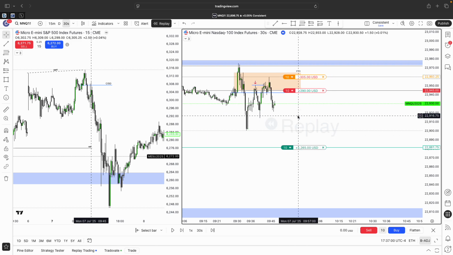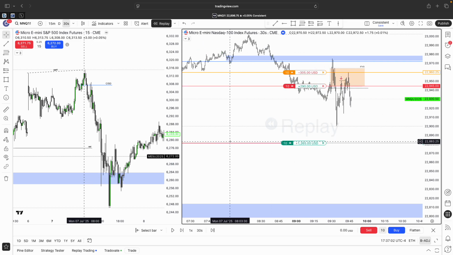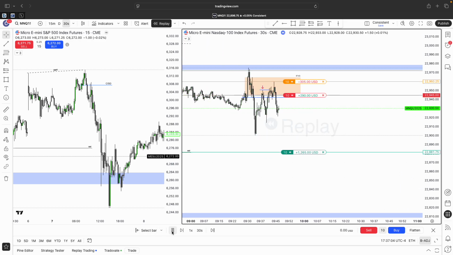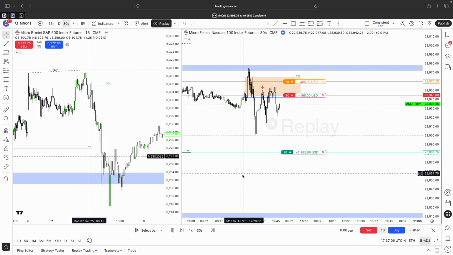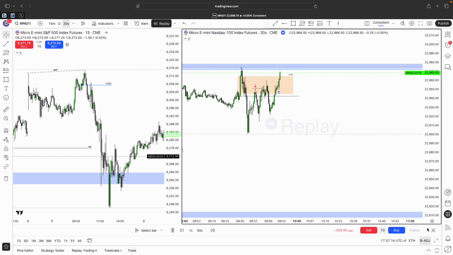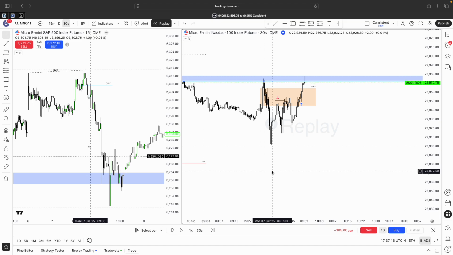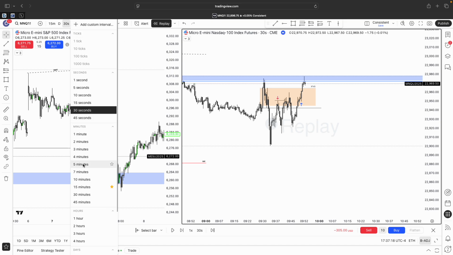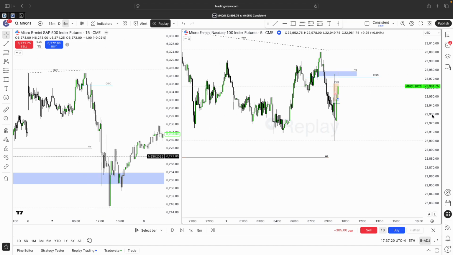So I reduced my risk, still targeting the equal lows, and end up getting stopped out. Why did I end up getting stopped out? Well, the reason was because we had an SMT right here on the 5 minute.